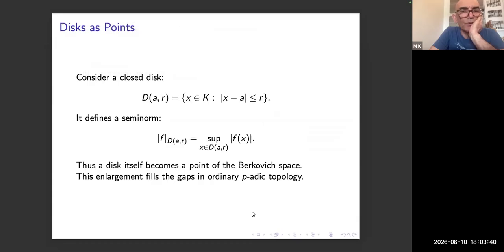So if you consider a closed disk in K, you can define a multiplicative seminorm to be the sup of the absolute value of f of x for x in this disk. So you evaluate and take the maximum. So this is one type of seminorm. So disks become points of Berkovich space.